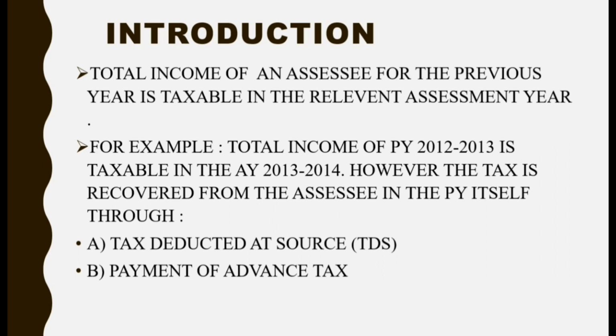However, the tax is recovered from the assessee in the previous year itself through two methods. They are tax deducted at source and payment of advance taxes. These are the two methods used to recover tax from the assessee. So today we are going to discuss TDS and TCS.